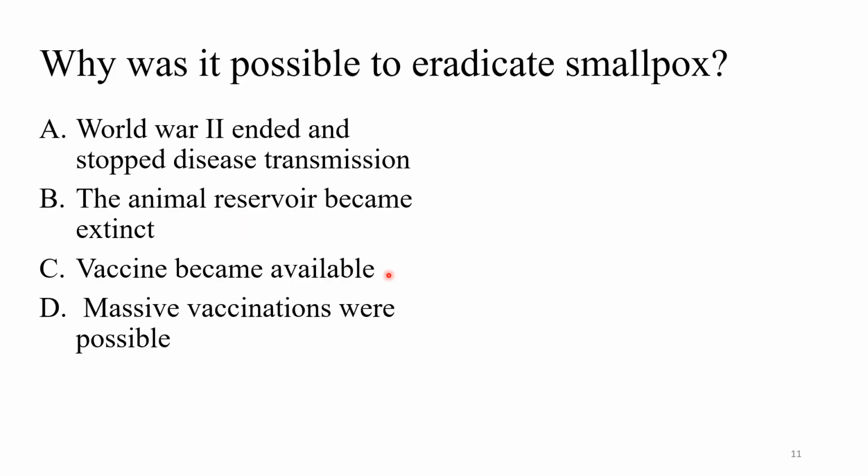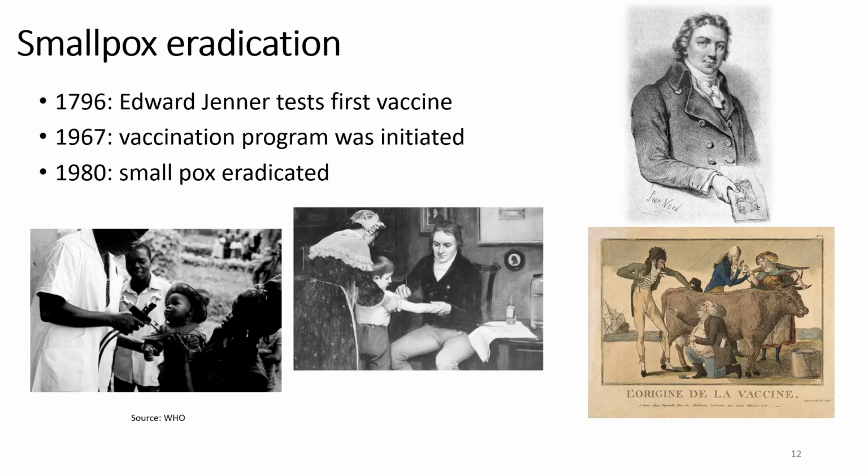It's true that a vaccine became available, but just having a vaccine is not enough to eradicate disease. What do we need to have? We need to have herd immunity, and the only way to achieve herd immunity is to do massive vaccinations. So massive vaccinations were possible at the time, and this helped in successfully eradicating smallpox. So where did the concept of vaccination for smallpox and then eradication start from?